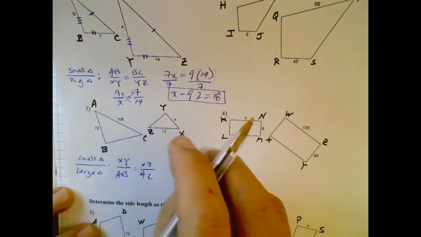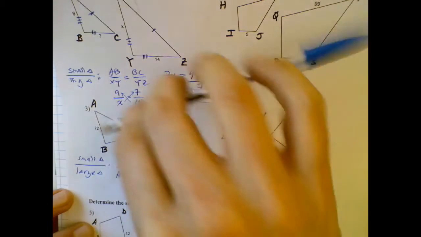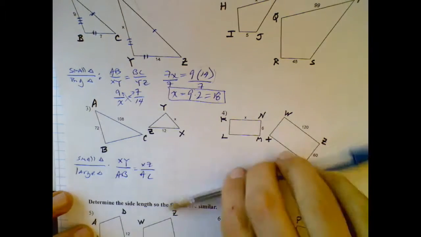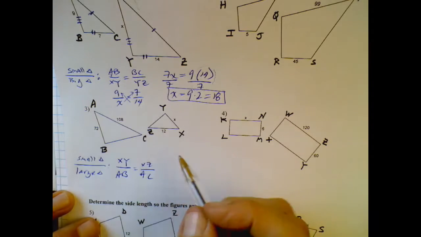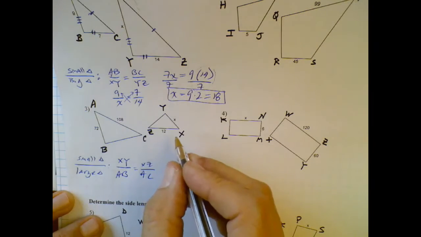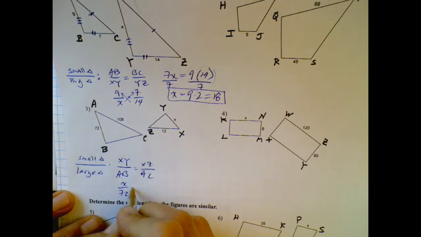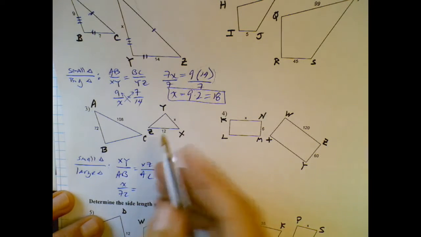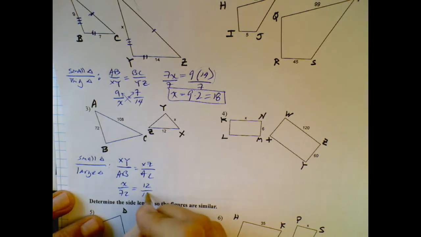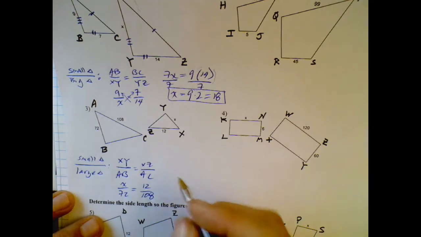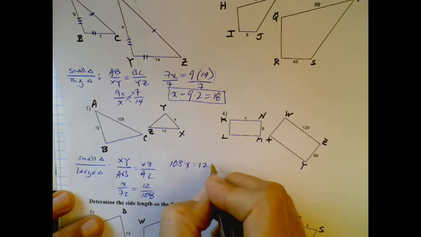Sometimes they rotate this. So what I've done here visually is I've taken this and rotated it so it matched up with these pieces on this side. And then I can go ahead and plug in my values. So XY is x, AB is 72, is equal to XZ is 12, and AC is 108. And I can go ahead and solve this. I'll have 108 x is equal to 12 times 72.